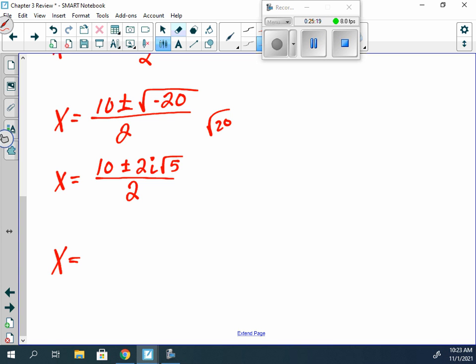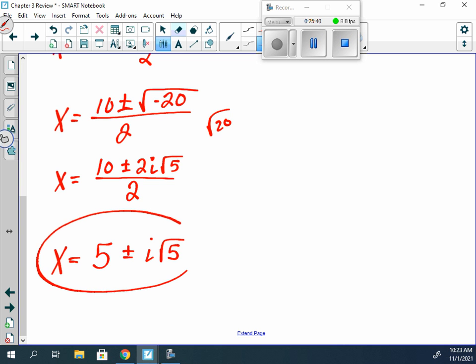Now, if the top two numbers, 10 and 2i, are not both divisible by 2, or whatever the denominator is, we'll leave it alone. But here, 10 and 2i are both divisible by 2. Well, 10 divided by 2 is 5. 2i divided by 2 is just i square root of 5. So here the answer is 5 plus or minus i square root of 5. And I believe that goes along with the graph because it did not cross the x-axis. We know that we will have imaginary solutions or complex solutions.